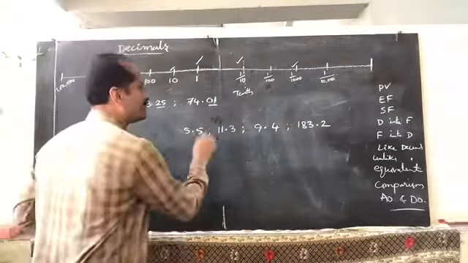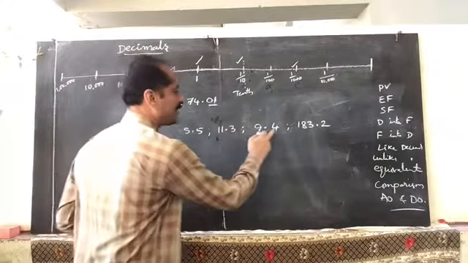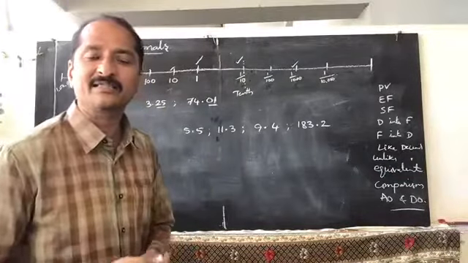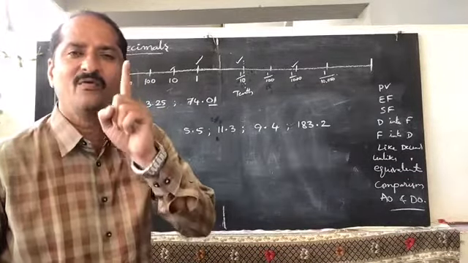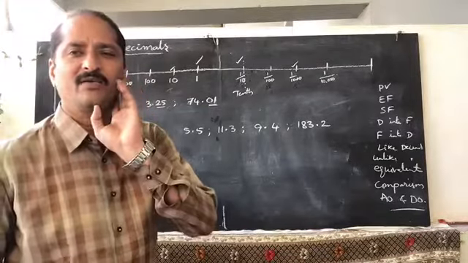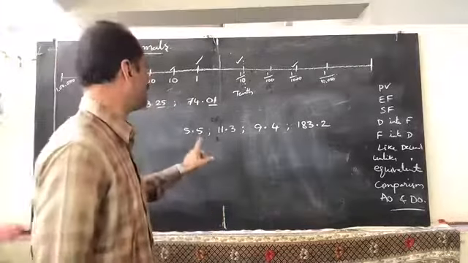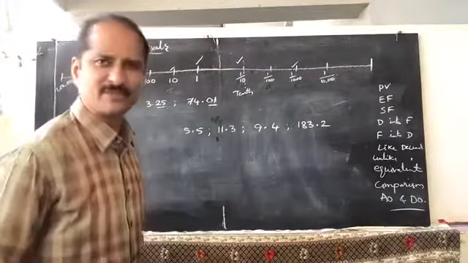So here 4 decimals are given, 5.5, 11.3, 9.4 and 183.2. All these are like decimals because all of them have only one decimal place. What is that one decimal place? The 10th place. Only the 10th place. So these are said to be like decimals. Some more examples of like decimals.